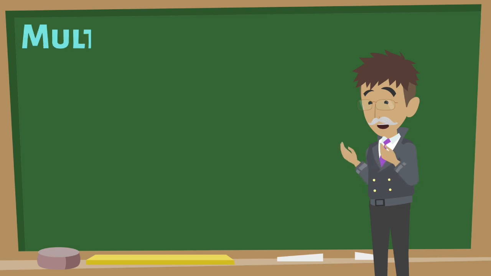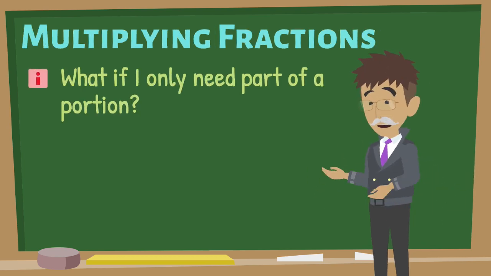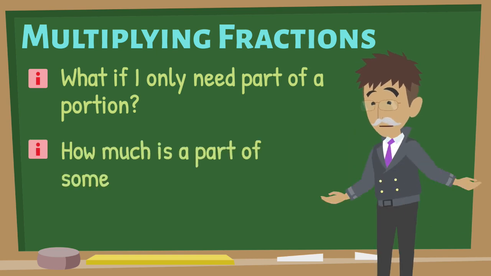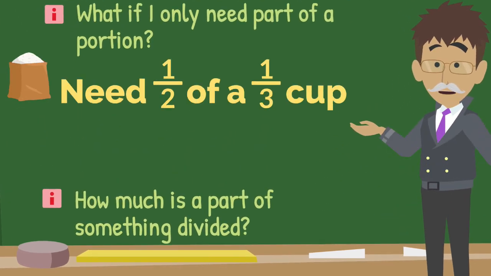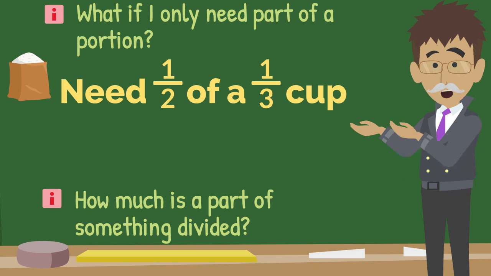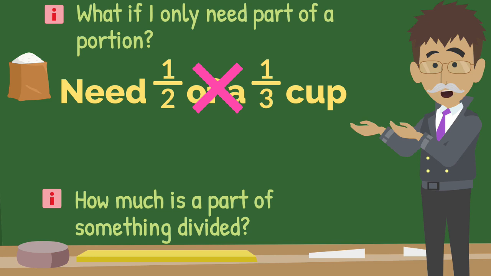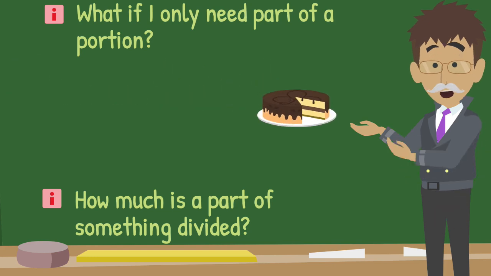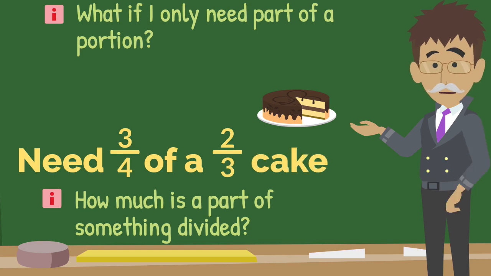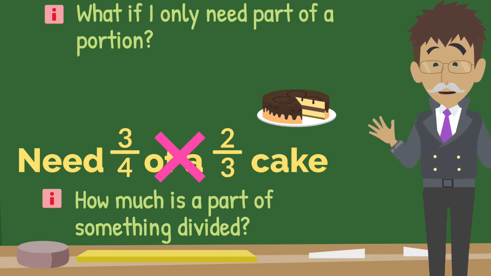Now, let's think about multiplying fractions to answer questions like, what if I only need part of a portion? And how much is part of something divided? For example, if you need half of a third of a cup of flour for a recipe, you'd multiply 1/2 by 1/3. The result will tell you the fraction of flour you need. Another example might be if you wanted to know how much is 3/4 of a cake already split into 3 pieces with 1 piece missing. You could multiply 3/4 by 2/3 to find out the amount of cake.